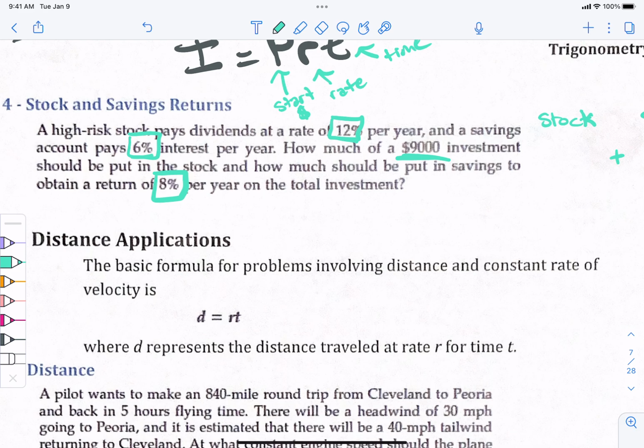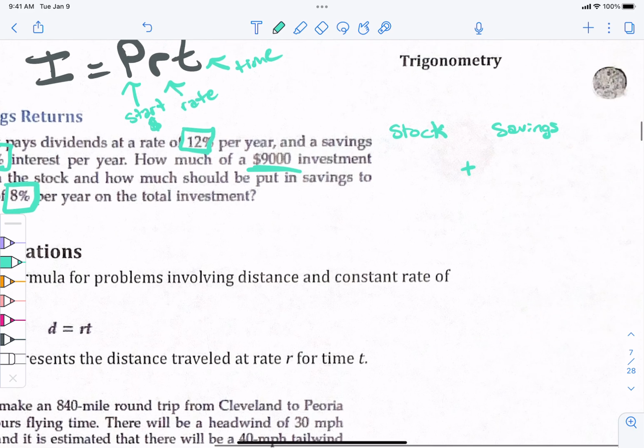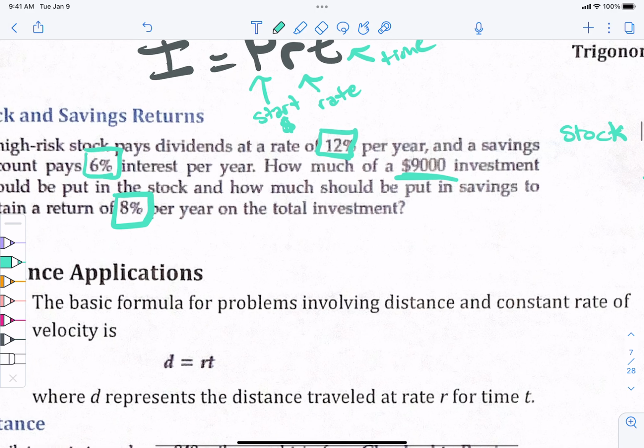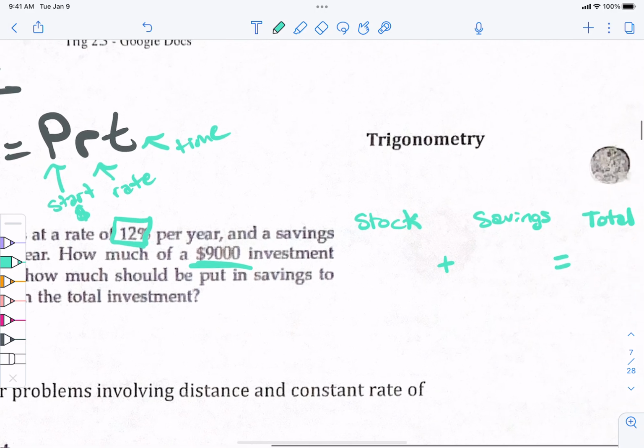So 6% one, 12% the other. I want those percentages to average out to 8% of that 9,000. So here's the deal. I'm going to say equals my total investment, right? Okay, good? All right, now, here's the deal. We are putting this in per year, okay?